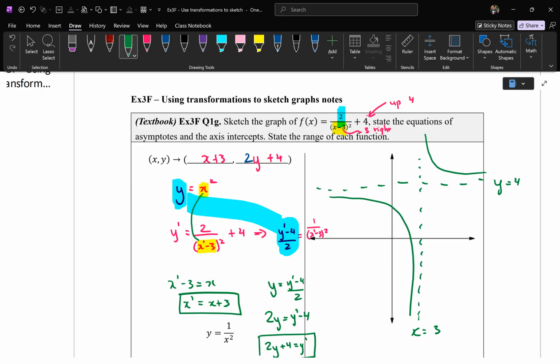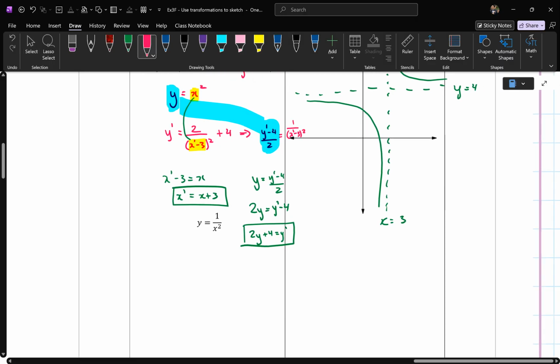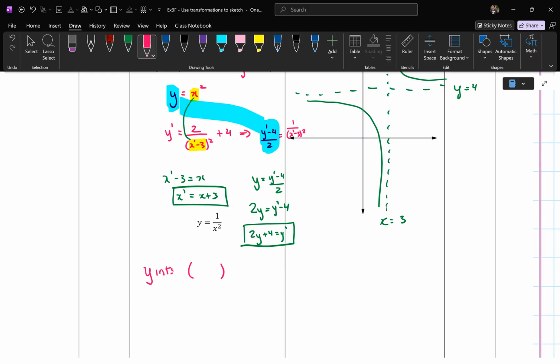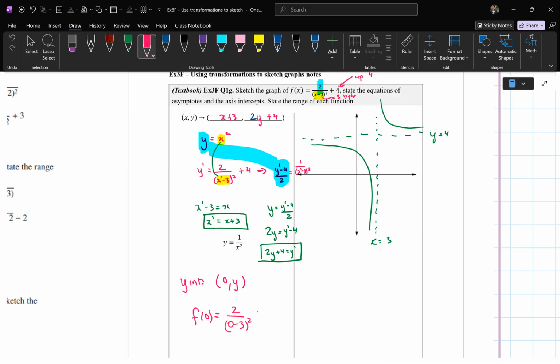Okay, so in this exercise, especially for truncus functions, it's just revising what you learned from last year. How do you find x and y intercepts? Here we go. Y intercept is the easiest one to figure out first. How do you find the y intercept again? You let x equal 0. So sub x equals 0, find y. So how do we do it? Here's our original equation. It was f of x, and we're trying to find f of 0. 2 over (0 minus 3) all squared plus 4.